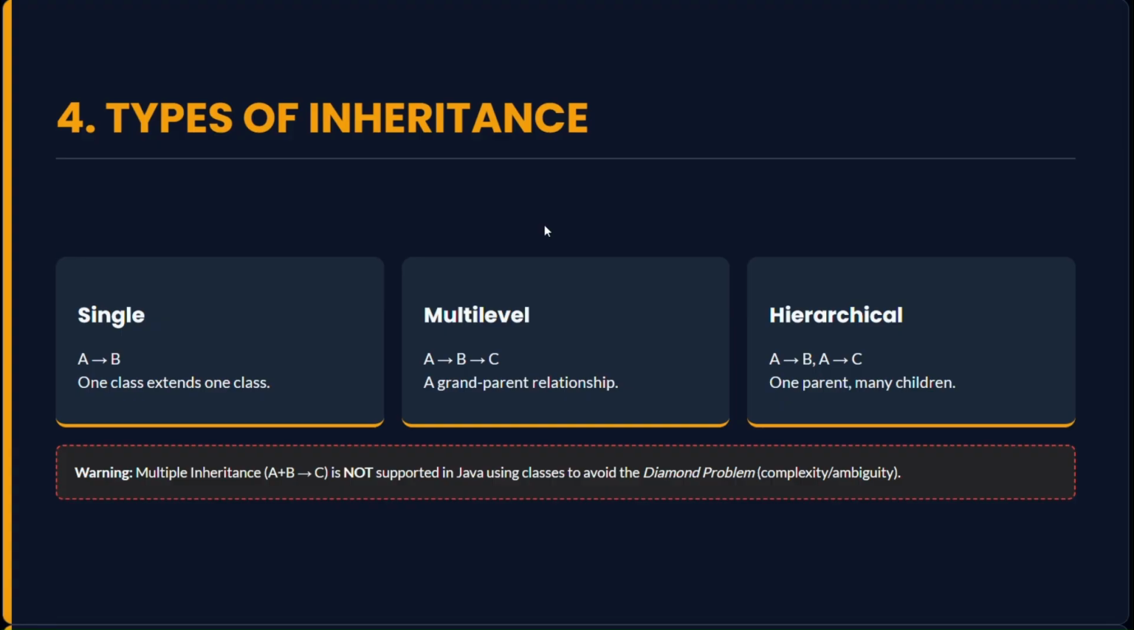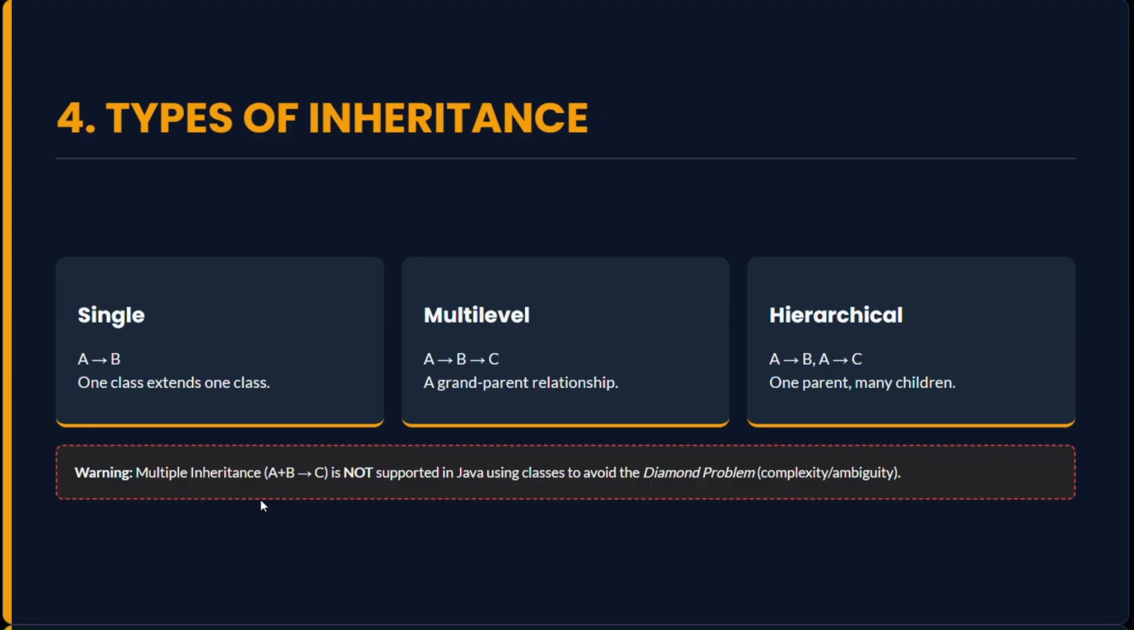Java supports three main types of inheritance with classes. Single: one parent, one child, simple and clean. Multilevel: a grandparent relationship, where class C extends B and B extends A. Hierarchical: one parent but multiple different children, like a father having three sons.